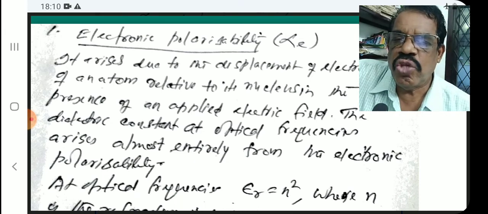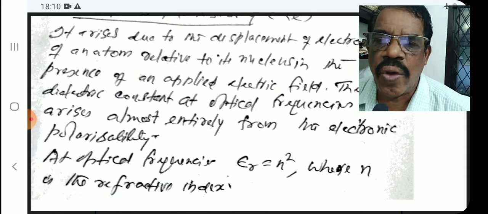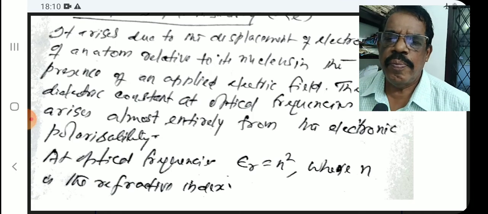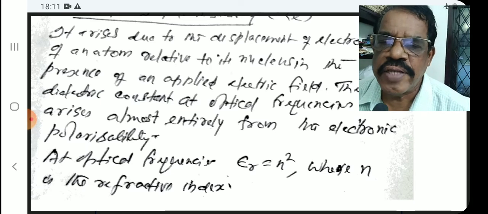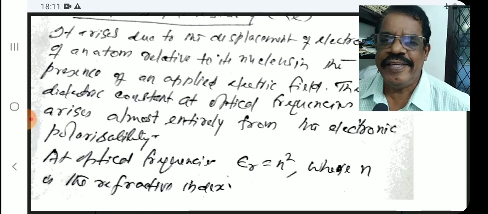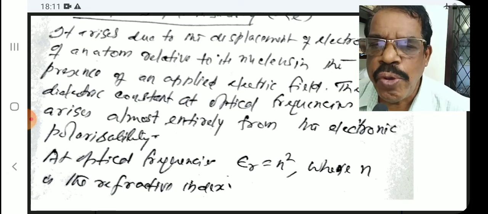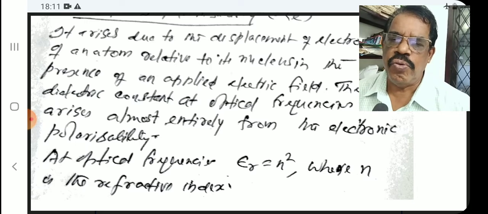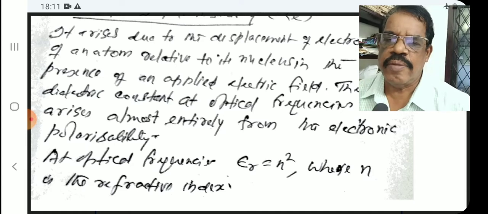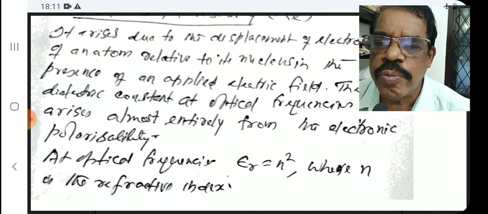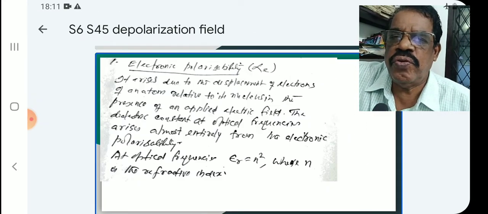At optical frequencies, epsilon r, that is relative permittivity, is n square, or we can write mu square. N sometimes we use as the electron density or atomic density, we write n. So we can write also epsilon r is mu square, where mu is refractive index. Mu is sometimes written as n, so epsilon r is n square, where n is refractive index. If somebody writes epsilon r equal to mu square, it is also right. Mu and n are symbols of refractive index.